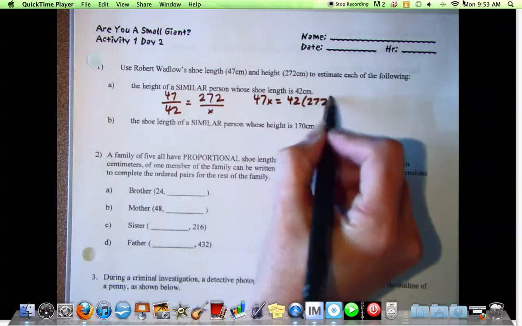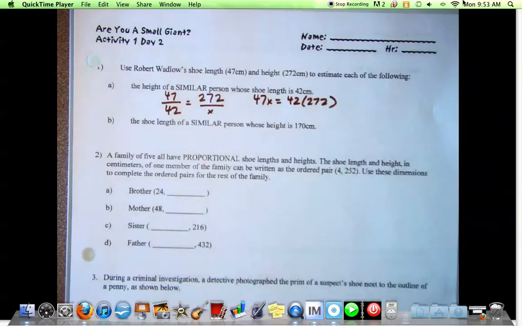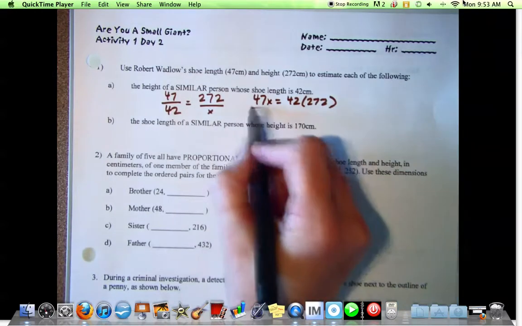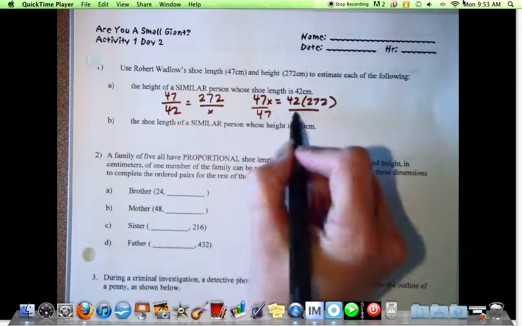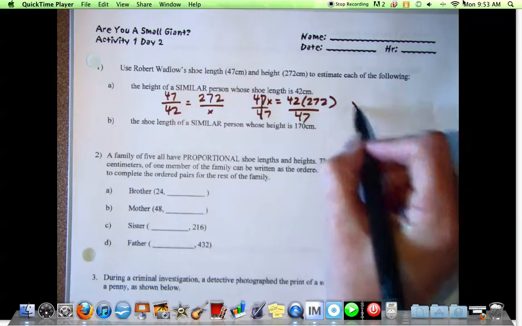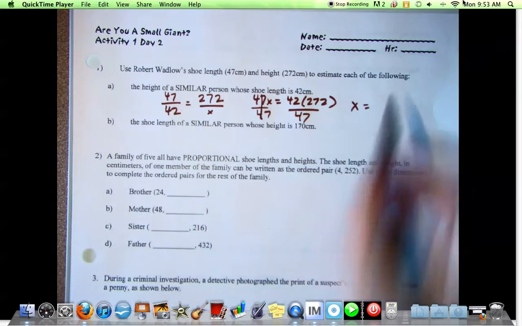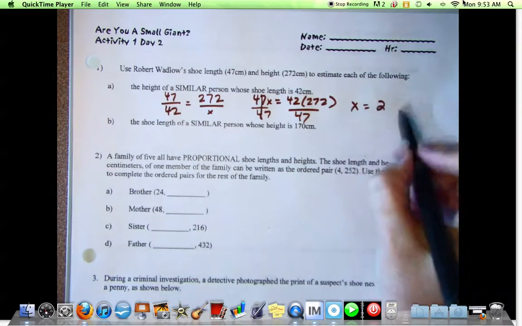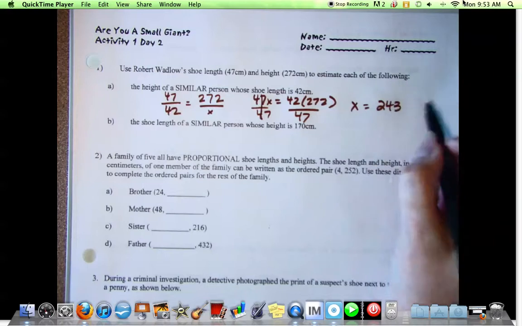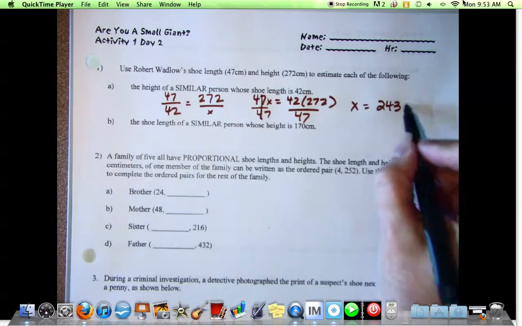42 divided by 47. Divide by 47. So x equals 42 times 272 divided by 47, which gives us what? 243.3. And what are my units? Centimeters.